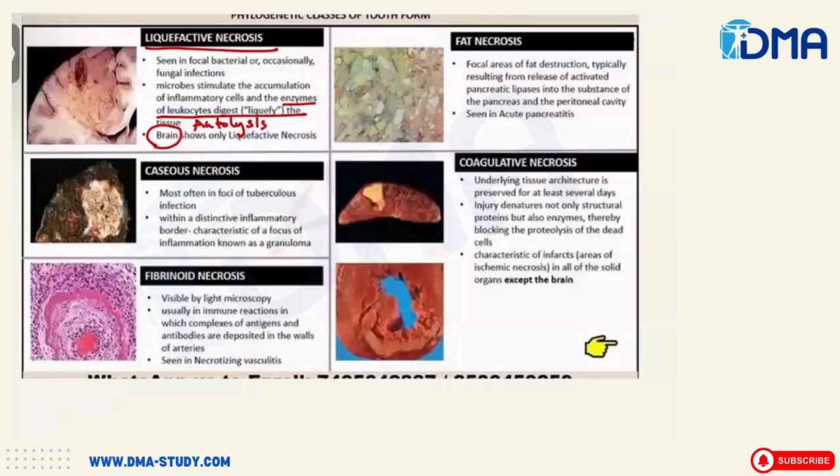In which type of necrosis will the cellular structure be maintained, but still the cell will die? What is that type of necrosis? Coagulative. Exactly, that is coagulative necrosis. This is the most common type of necrosis. It is mostly a hypoxic cell death of the solid organs.